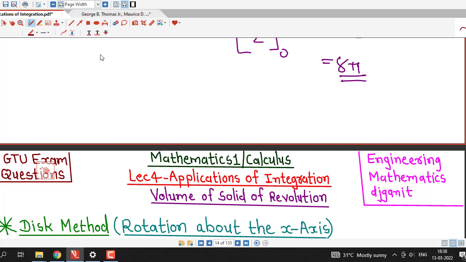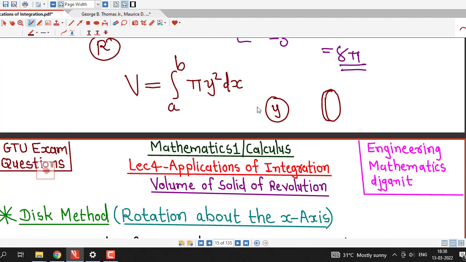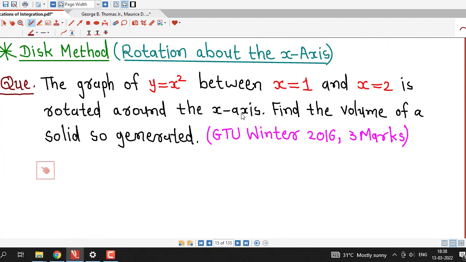So if some region R in the plane is rotated about x-axis, then the volume of the solid generated is given by integral of function pi times y square dx between the given values of x. Here y is the radius of the circular disc which will be the cross section perpendicular to x-axis. So with this in mind we try to solve this problem.